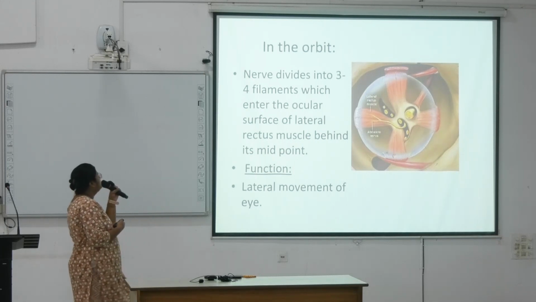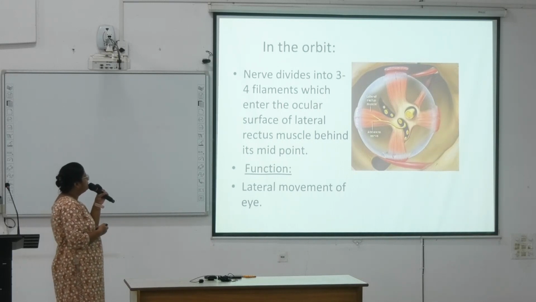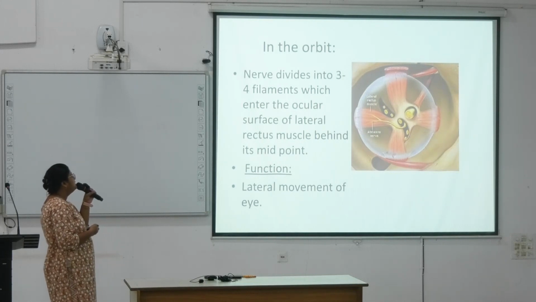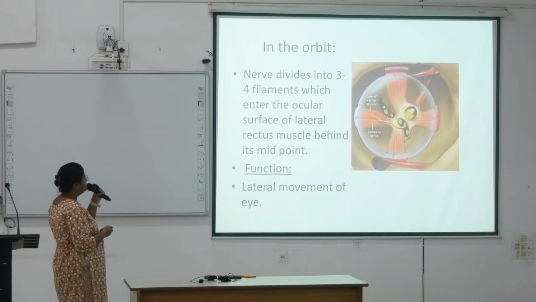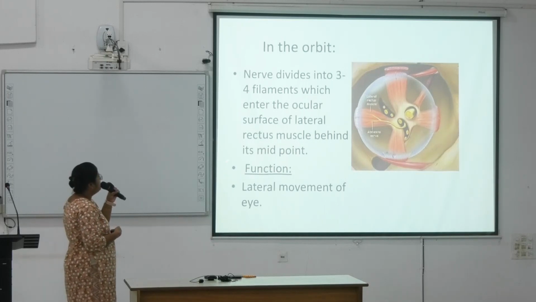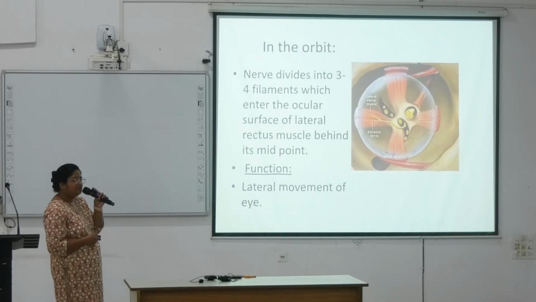Then in the orbit, the nerve divides into 3 to 4 filaments, which enter the ocular surface of the lateral rectus. Here, dividing into 3 to 4 branches, entering into the lateral rectus behind its midpoint. Its function is lateral movement of the eye.